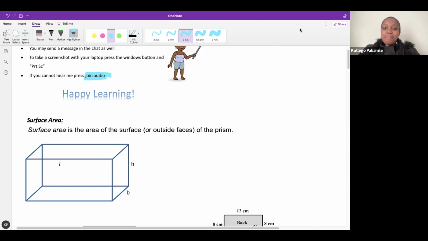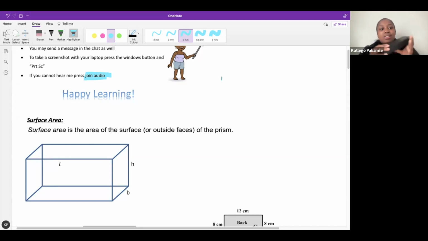I tried, guys. So we just did area. In surface area, it's just like a step up from area. So we want to know, if I have a three-dimensional shape, what would the total area be of all the faces of my shape?